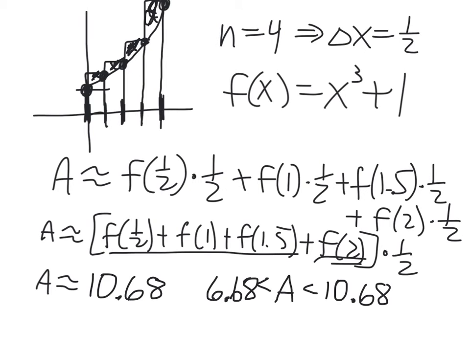Now, how do you think we can get a better estimate? And this is pretty good, somewhere between, well, around 7 and 11, rounding up on both of those. How do you think we could get an even better estimate? Okay, use more rectangles.